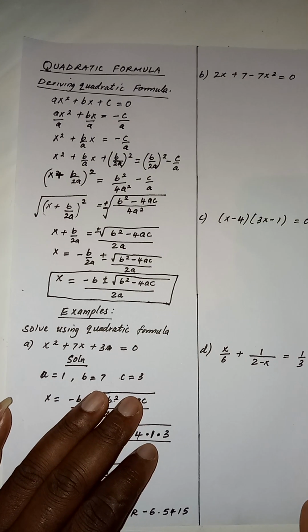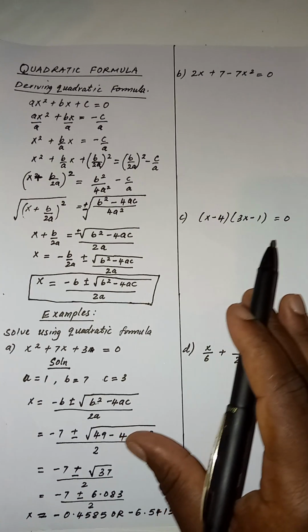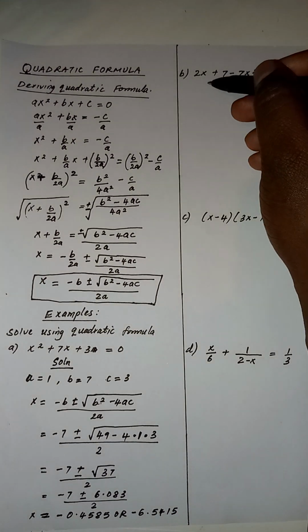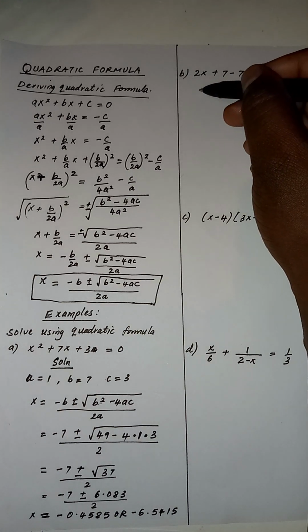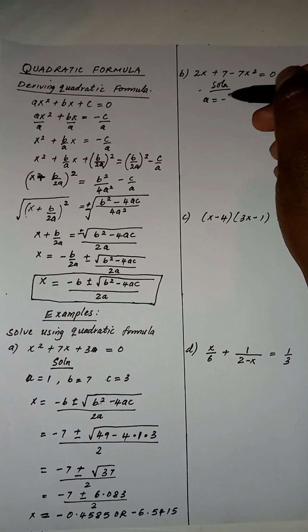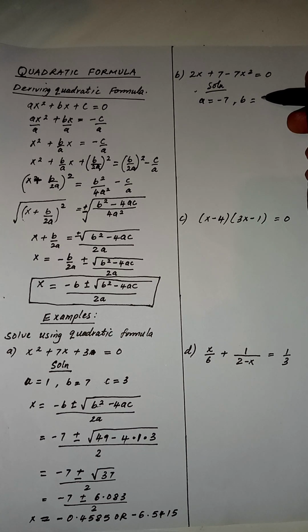Example 2. This is our example 2: 2x plus 7 minus 7x squared. So we can simply say that the coefficient of x squared is minus 7, so you can say the solution for that. The value of a is equal to minus 7. The value of b is equal to 2, and the value of c is equal to 7.